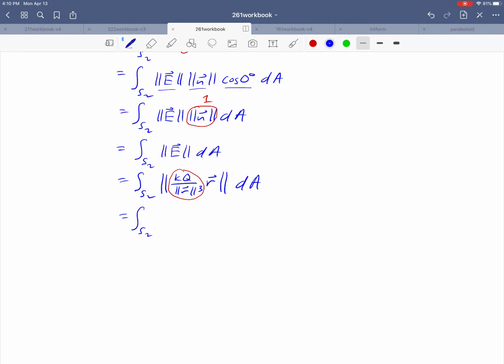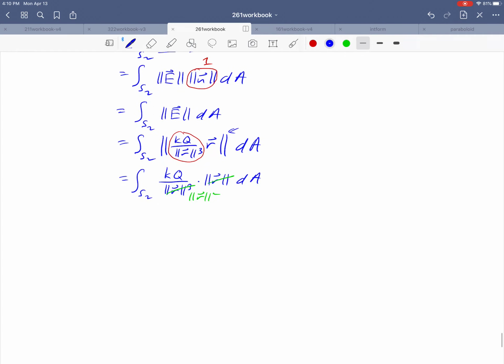So we're going to get kq over the length of r cubed. That's what happens after we take that outside of this norm here. And what's left over is just the length of r. Do you notice anything that cancels there? Those cancel and leave a length of r squared down in the bottom. Simplifying a little bit more, k and q are both constants that we can pull outside of the integral, and what's left in the integral is kind of interesting: 1 over the length of r squared dA.